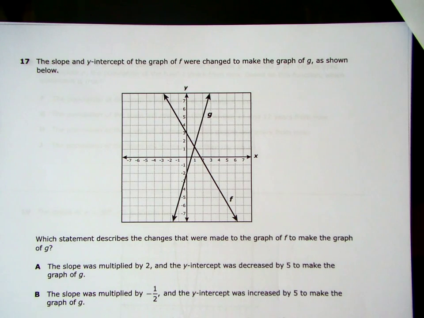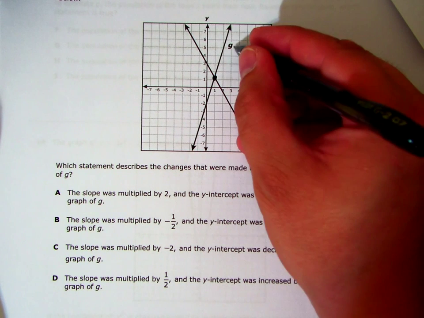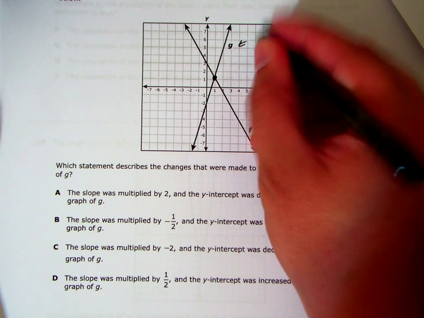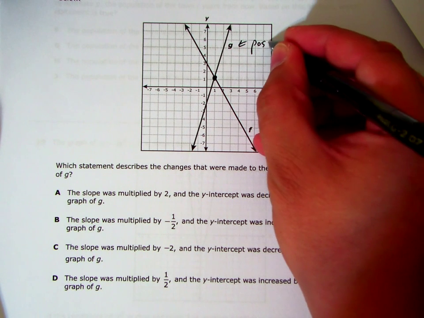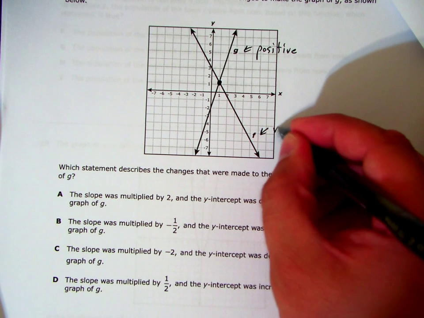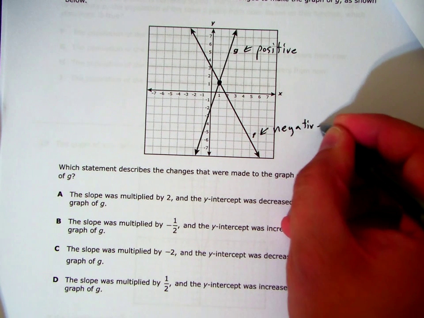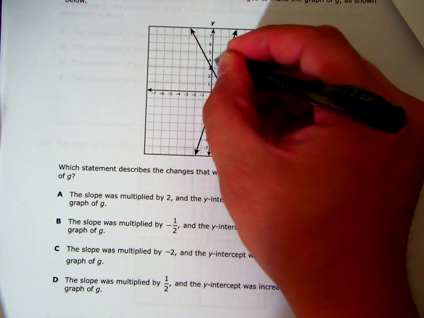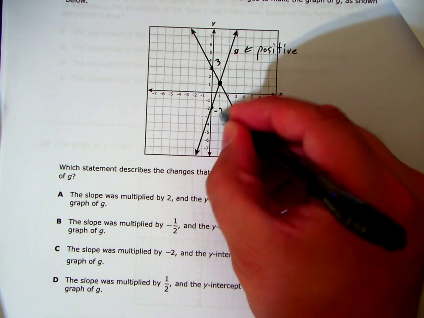Alright, 17. Okay, right away let's analyze the graph before we read anything. We know one thing, that it intercepts. We know that G is a positive slope. And we know that F is a negative slope. We also know that the y-intercept of F is 3. The y-intercept of G is -2.